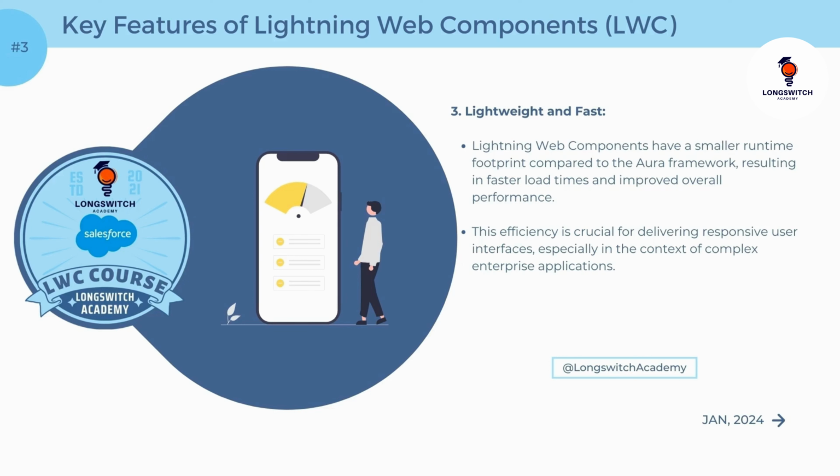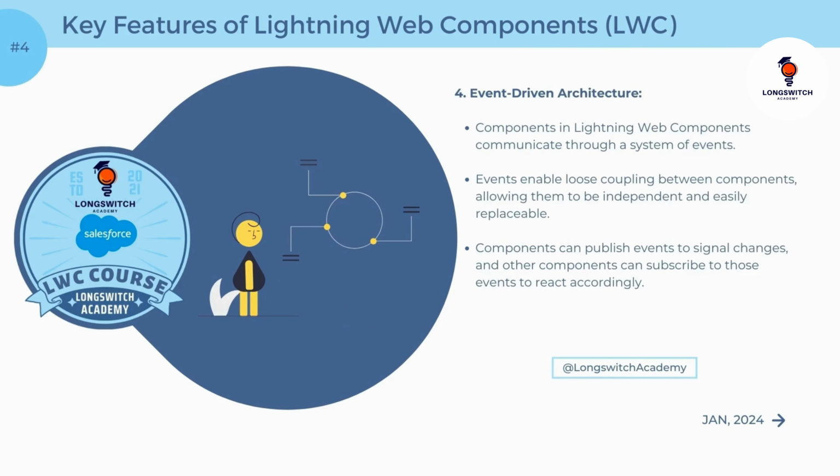These applications have lots of data and processes going on, so making things quick and responsive is key for users to get their work done fast. So, by using Lightning Web Components, Longswitch made their Salesforce apps faster and more efficient, giving users a better and quicker experience. The fourth key feature is event-driven architecture. Let's understand this with a practical scenario.